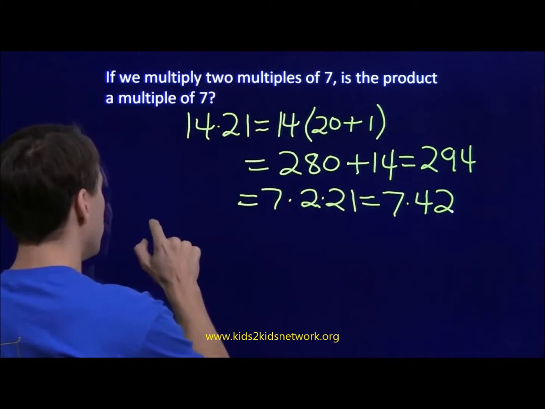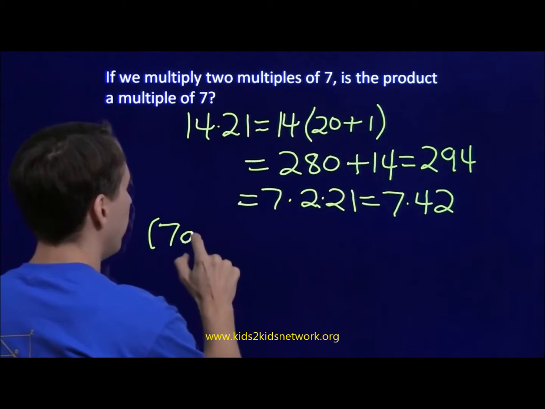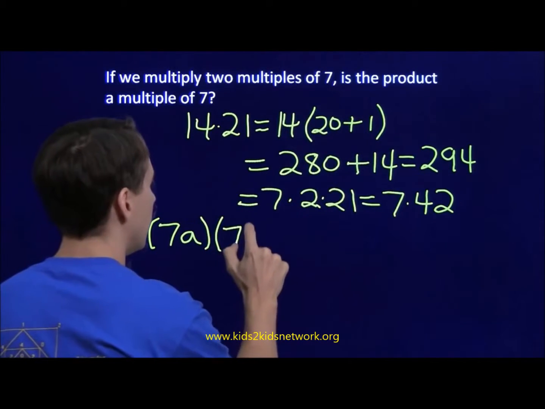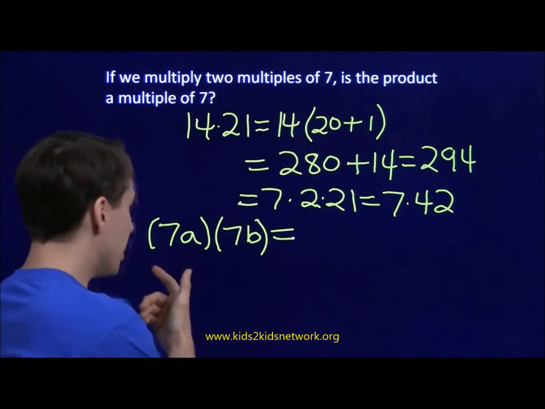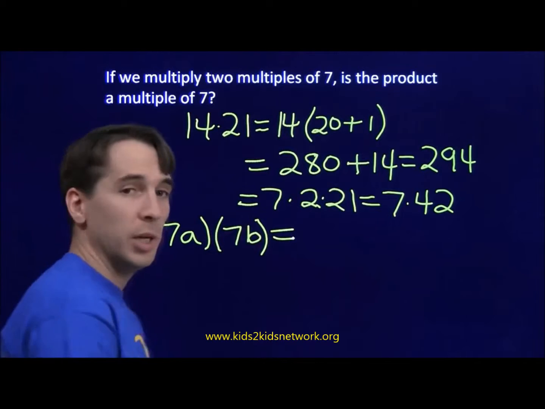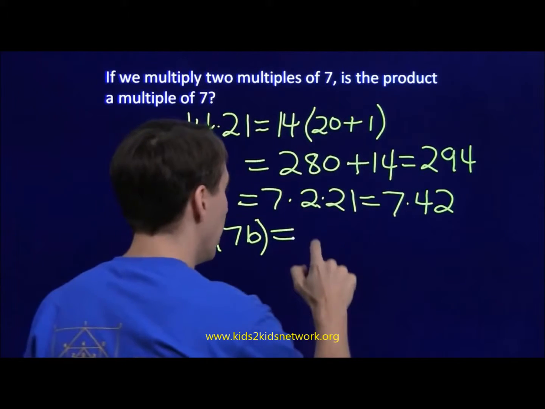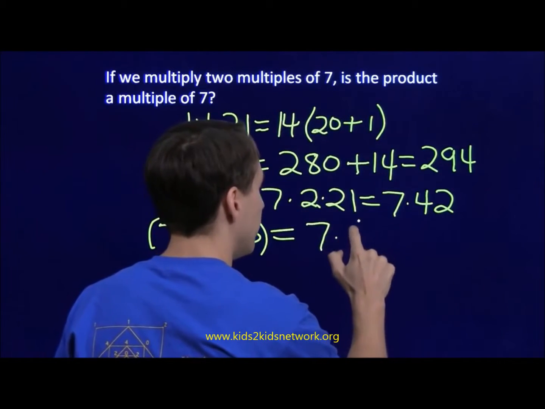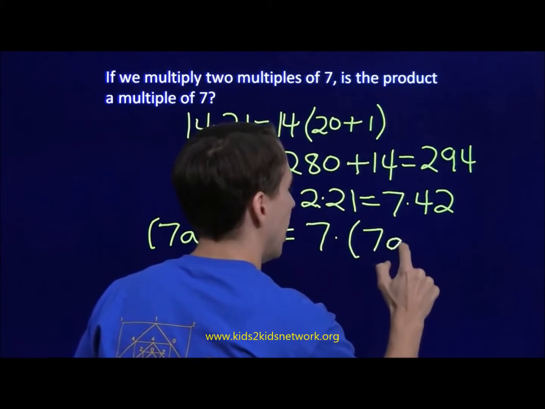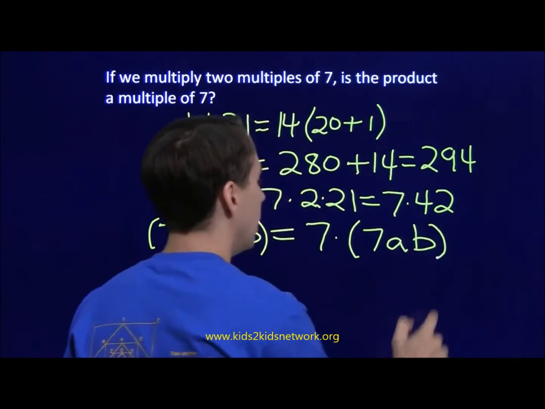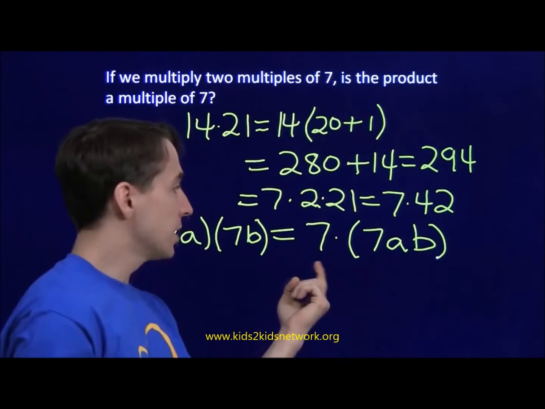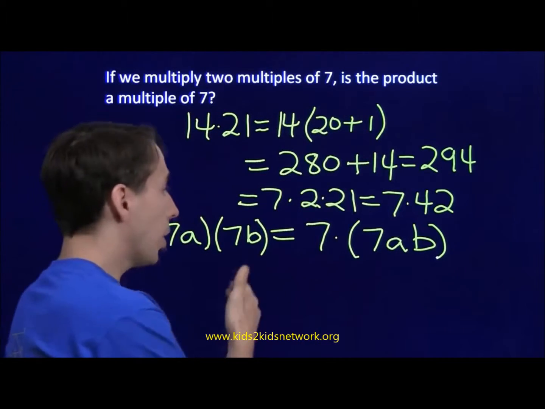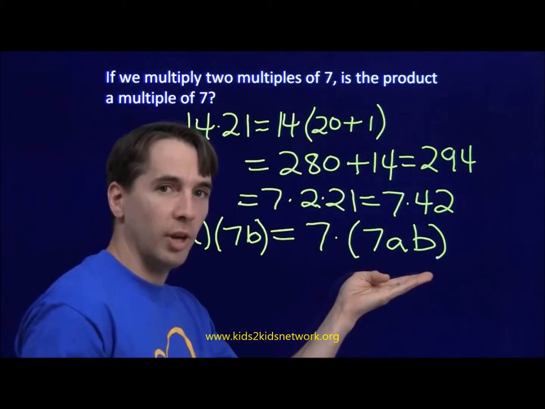Once again, we'll go to our variables. One multiple of 7 times another. And this is just the product of four numbers, 7 times a times 7 times b. I can reorder them any way I want to. I can write this as 7 times 7 times a times b. And sure enough, a and b are integers, so 7ab is an integer. We have 7 times some integer over here. Our product is a multiple of 7.